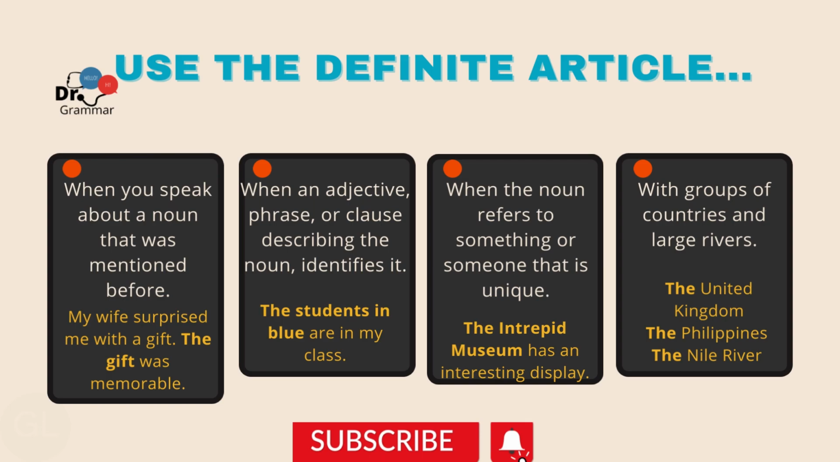Thirdly, when the noun refers to something or someone that is unique. For example, the Intrepid Museum has an interesting display. And fourth, with groups of countries and large rivers. Example, the United Kingdom, the Philippines, and the Nile River.